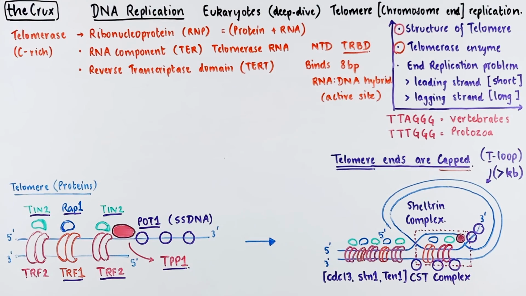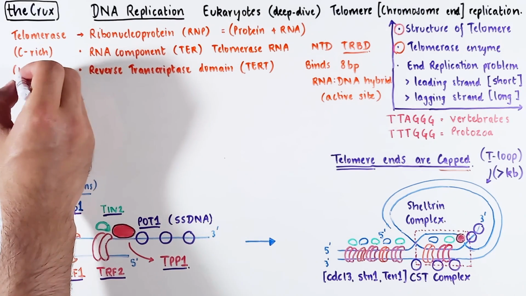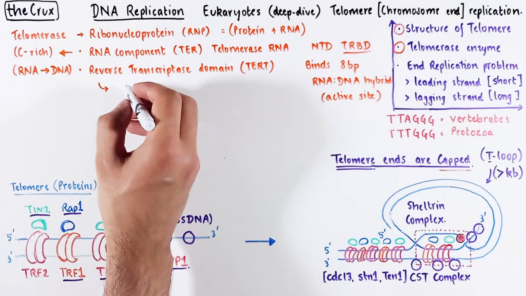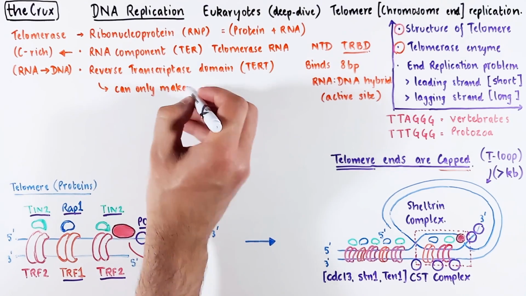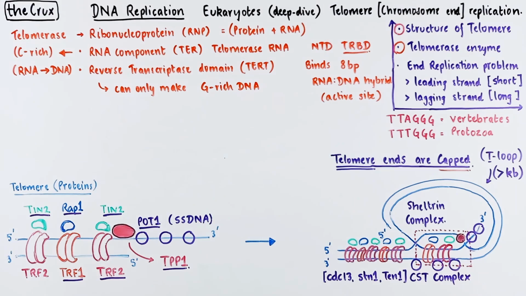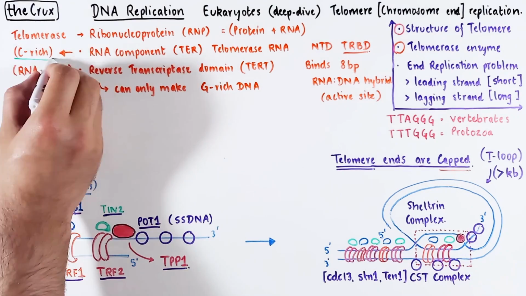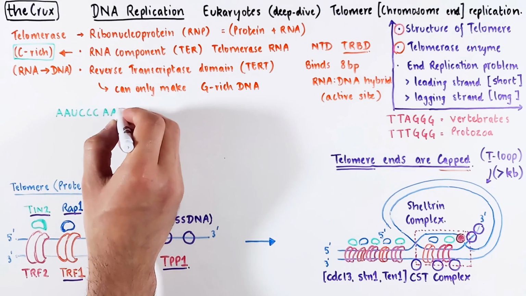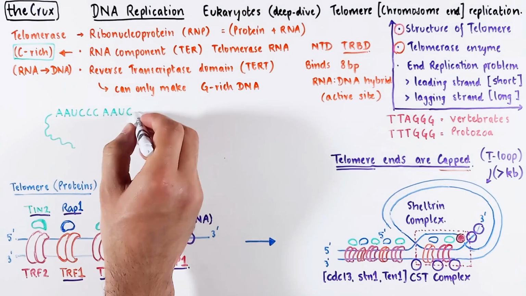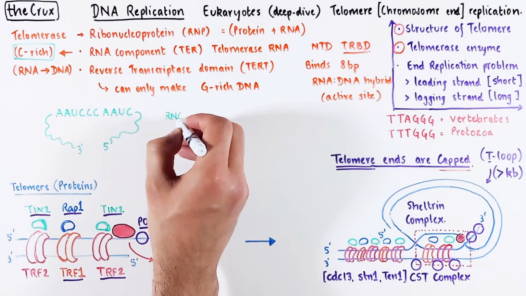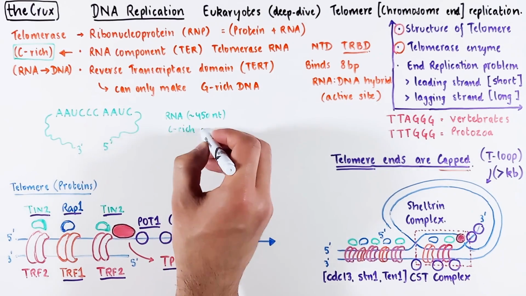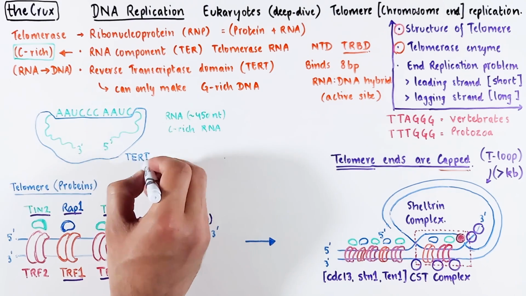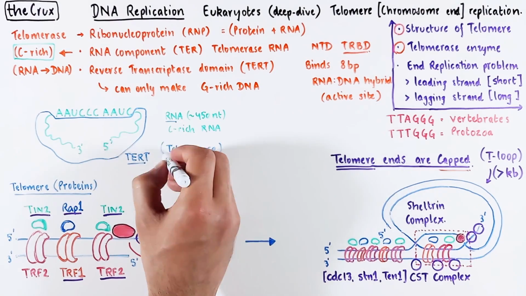Since telomerase is a reverse transcriptase, it uses RNA as a template to synthesize DNA. The template RNA used is the C-rich telomerase RNA. This also means that the enzyme can only produce G-rich DNA. The important segment to highlight within the telomerase RNA is this 10 nucleotide sequence. The full telomerase RNA is about 450 nucleotides long. This RNA is embedded within the TERT protein, forming what we refer to as the telomerase enzyme.